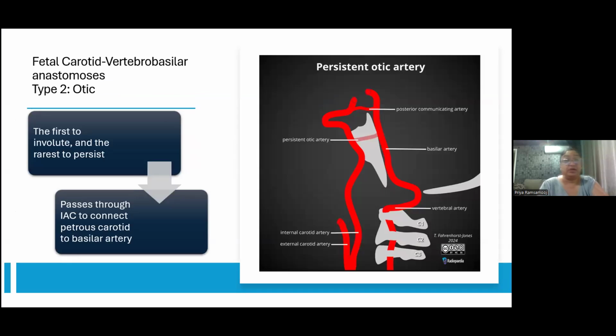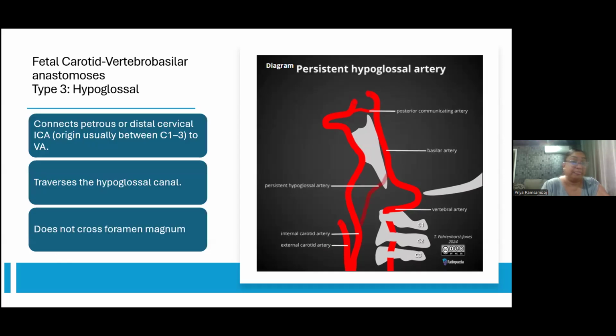Type 2, otic. This is very, very rare. There's only about 8 cases reported worldwide. And it makes sense because the otic is actually first to involute. So if it's the first to involute, it makes sense that it's the rarest to persist. But basically, this passes through the internal acoustic canal to connect the petrous carotid to the basilar artery, as we can see here, right? Like I said, only 8 cases reported worldwide.